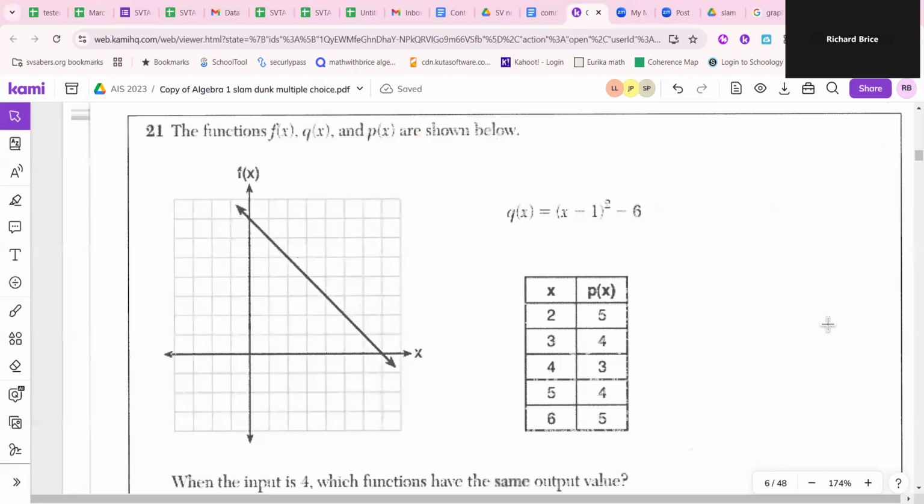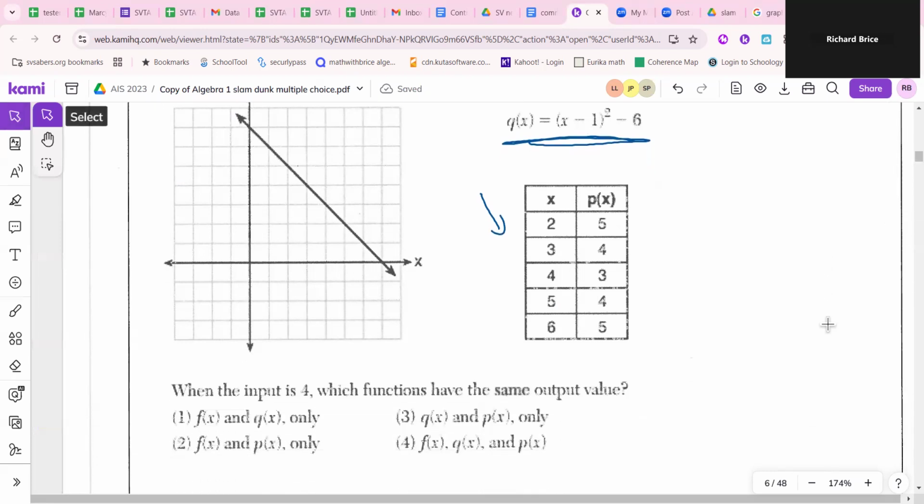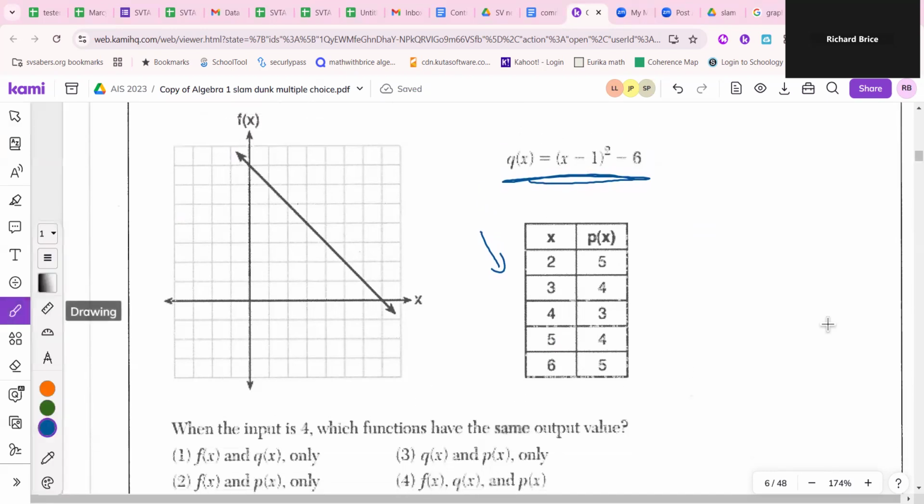The functions f of x, q of x, and p of x are shown below. F is the graph, q is the quadratic, and p is the table. When the input is 4, which functions have the same output value? When the input is 4, the output is 3. So this is 4, 3. This is 4, 3. So far, the graph and the table have the same one.